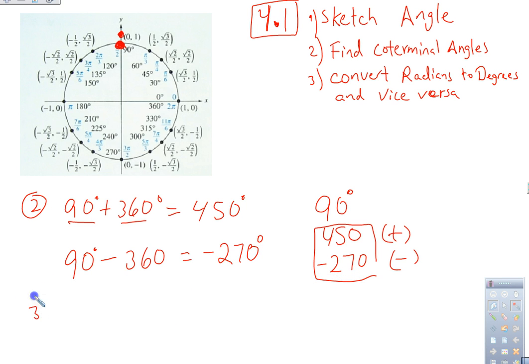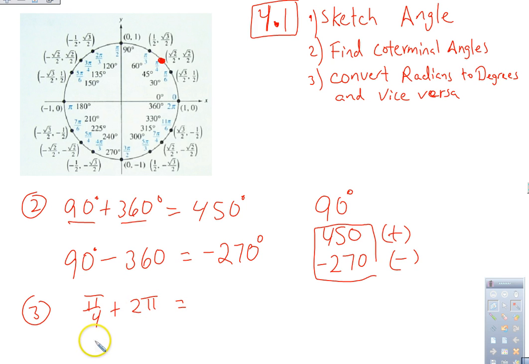Okay, let me try a little bit different. Let me try it with radians this time. Let's say that the angle that they give you is pi over 4. And the instructions are to find two coterminal angles, one positive and one negative. One way to do that is, we are at pi over 4, let me go around the circle the positive way. This time, because we're talking about radians, I'm not going to add 360, but I'm going to add the equivalent, which is 2 pi.